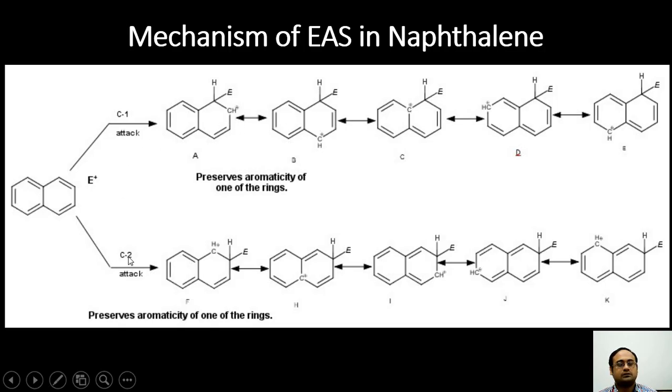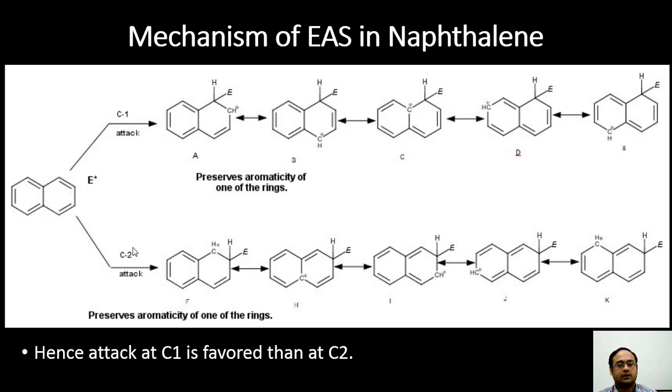Whereas if we take a look at the C2 attack of the electrophile, we find that only one such structure is possible in which the aromaticity of one of the rings is preserved, whereas all the other 4 resonance structures have positive charge delocalized within the other ring, or the aromaticity is not retained. Therefore the attack at C1 is more favored, because aromaticity of one of the rings is maintained in 2 of these structures versus only one structure in C2 attack. So hence a C1 attack is favored.